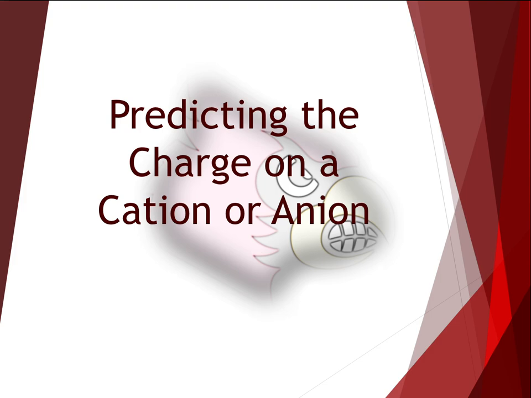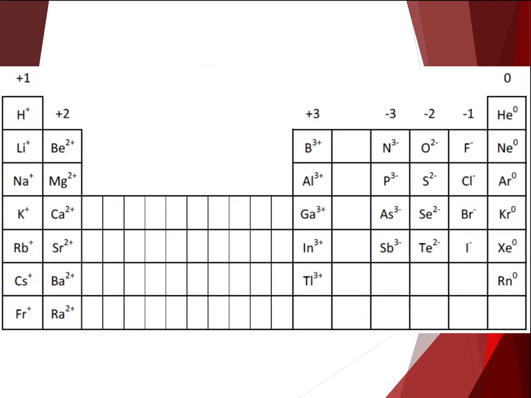Our next main idea: predicting the charge of a cation or anion. The charge on a cation or anion can be predicted from the number of valence electrons in an atom. The number of valence electrons can be determined by noting the group in which the atom's element appears in the periodic table. Groups toward the left of the periodic table tend to lose electrons and therefore become cations. With the exception of group 18, the noble gases, groups toward the right of the periodic table tend to gain electrons and therefore form anions.